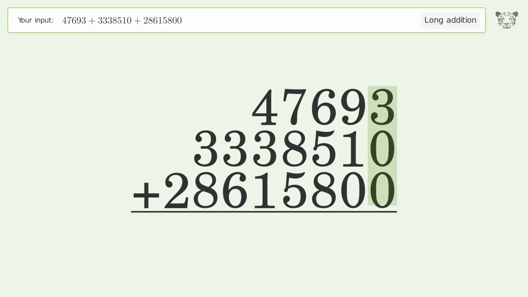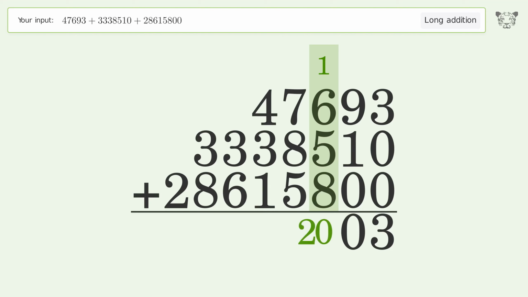3 plus 0 plus 0 equals 3. 9 plus 1 plus 0 equals 10. Carry 1 to the hundreds place. 1 plus 6 plus 5 plus 8 equals 20. Carry 2 to the thousands place.